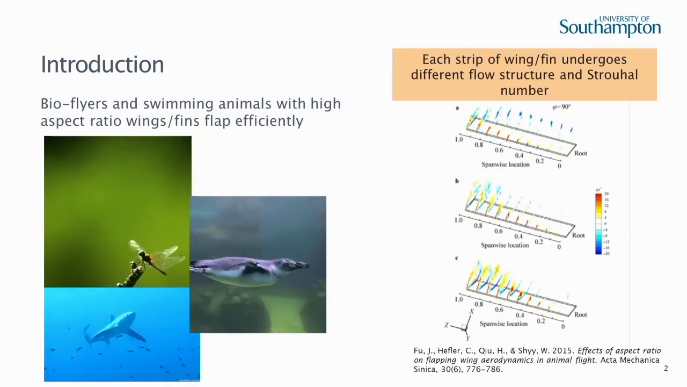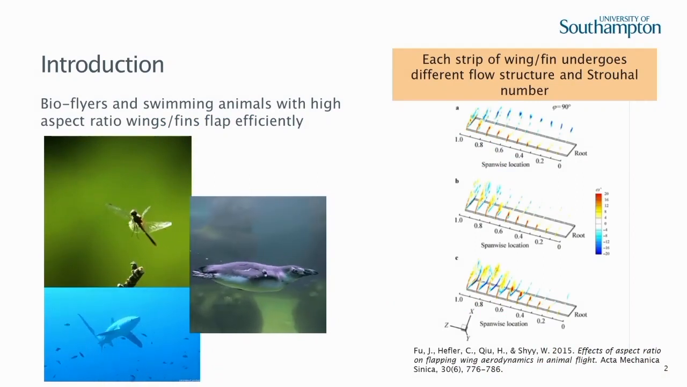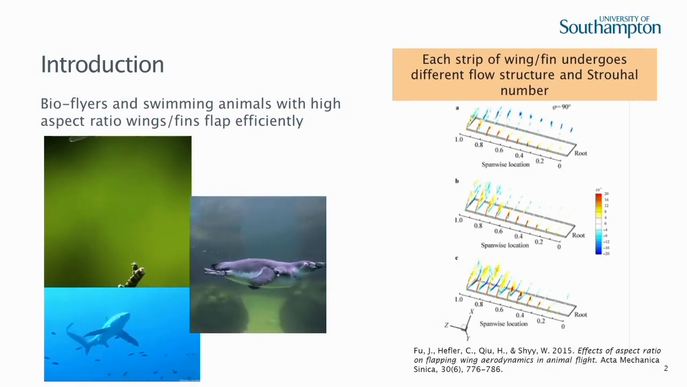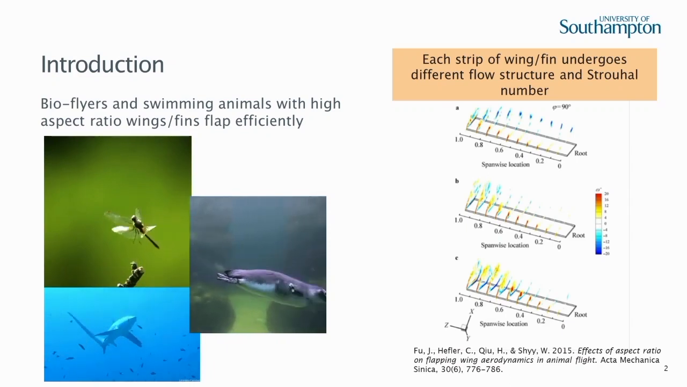As we can see from bio-flyers and swimming animals, high aspect ratio fins or wings actually flap very efficiently. According to strip theory, if we have these long flapping wings or foils, we can integrate the coefficients of thrust, or any force coefficients, in each strip. Actually, we can get the total coefficient of thrust.